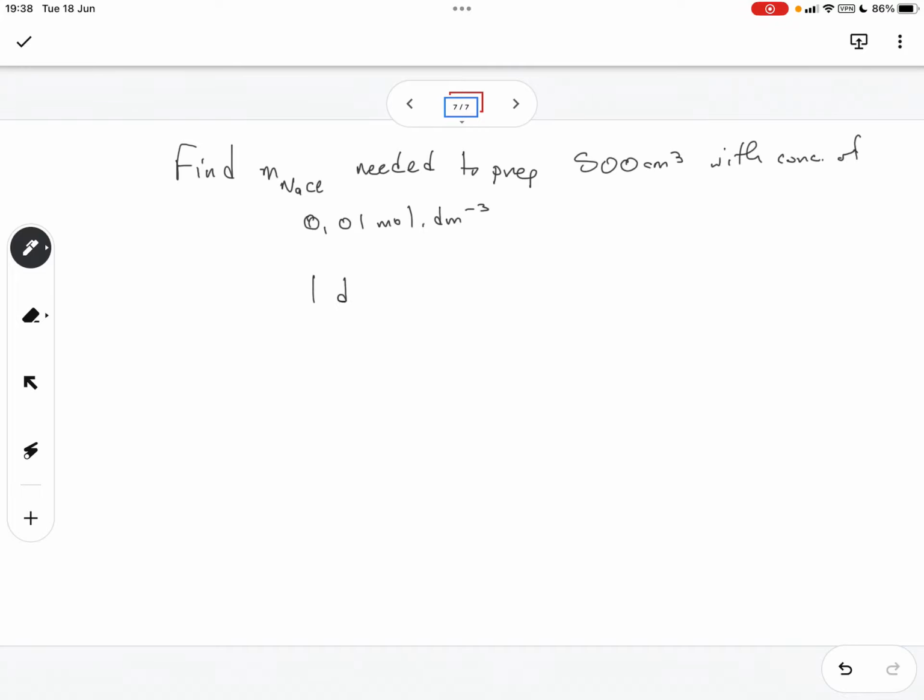1 cubic decimeter equals 1,000 cubic centimeters. So if we have 500 cubic centimeters, then we can work out how many decimeters that is.